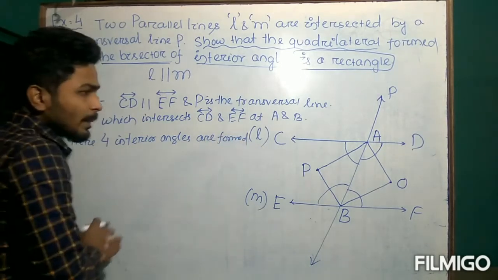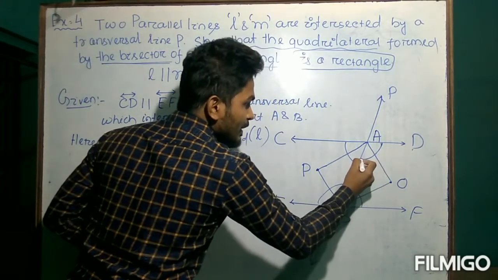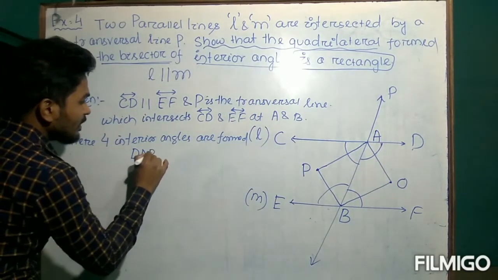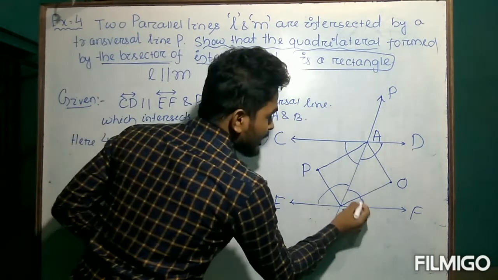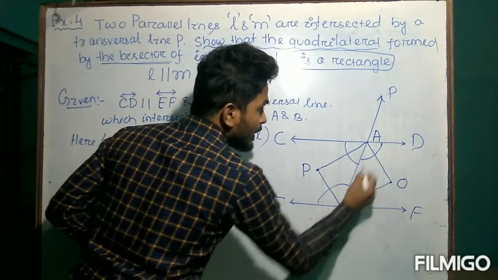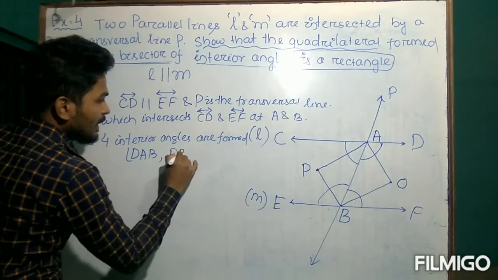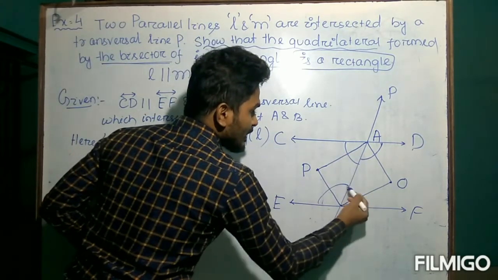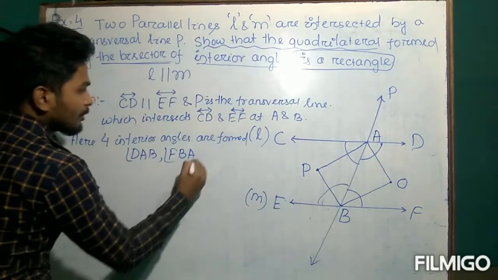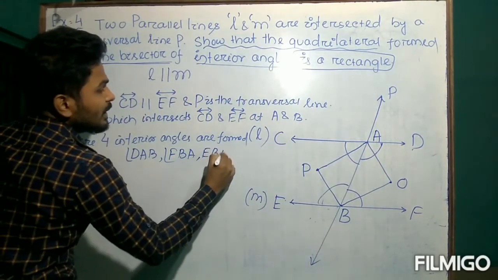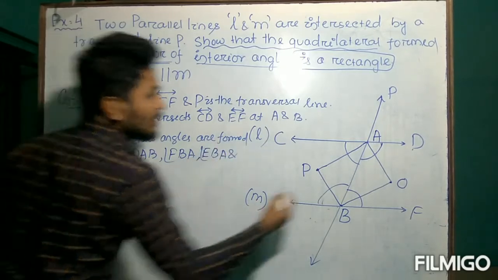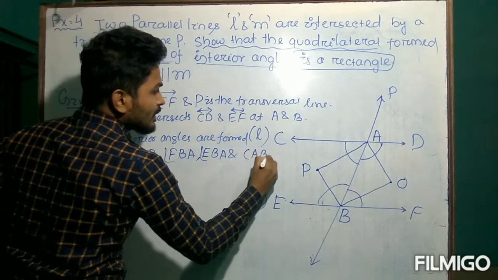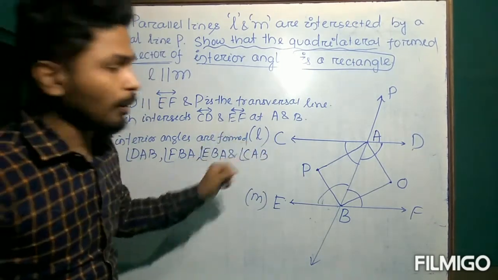So name them. This interior angle's name is DAB, angle DAB. This angle is FBA, angle FBA. Understood? Then this angle is EBA, angle EBA, and this angle is CAB. These 4 are the interior angles formed.